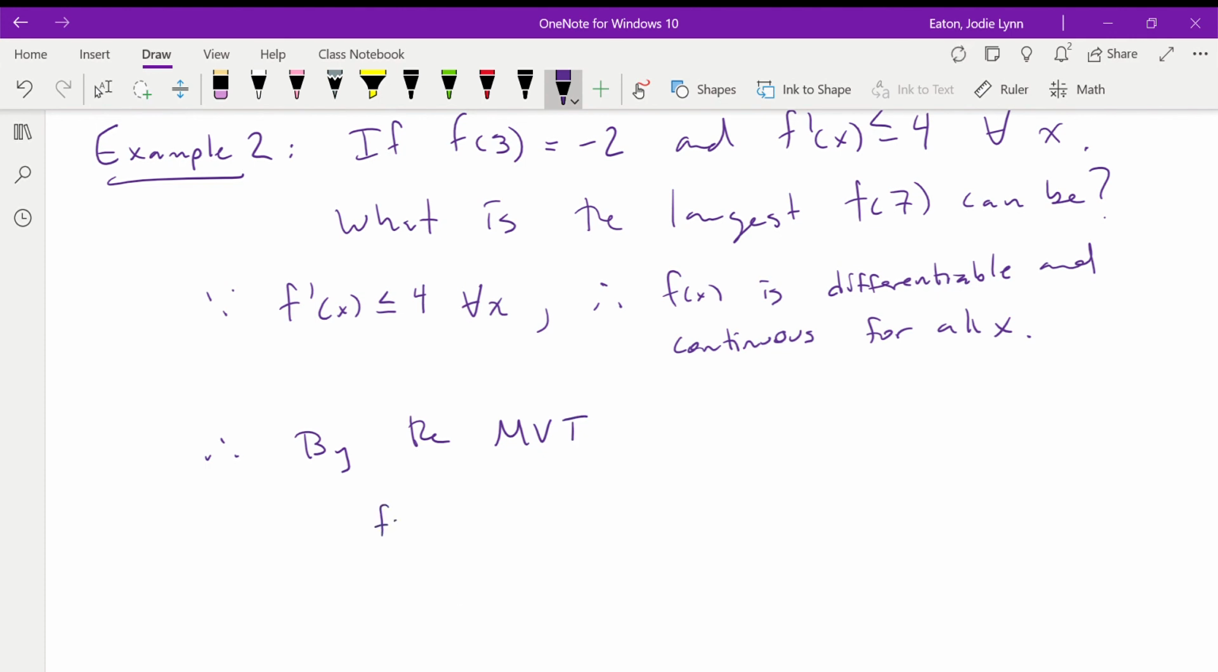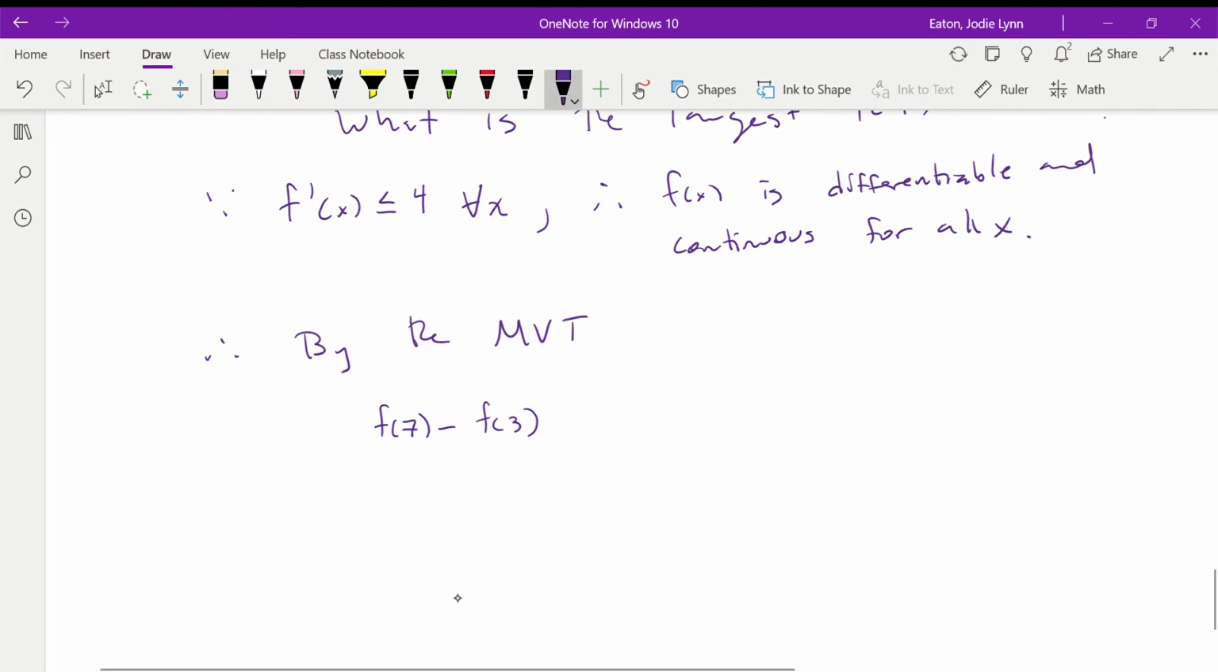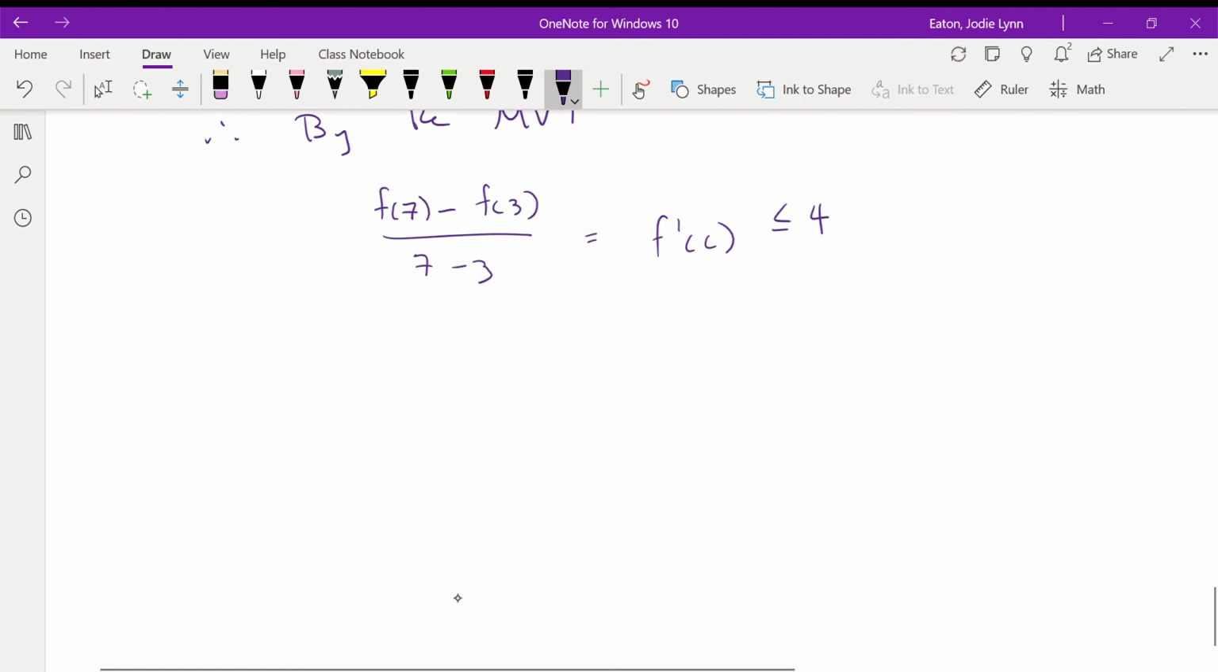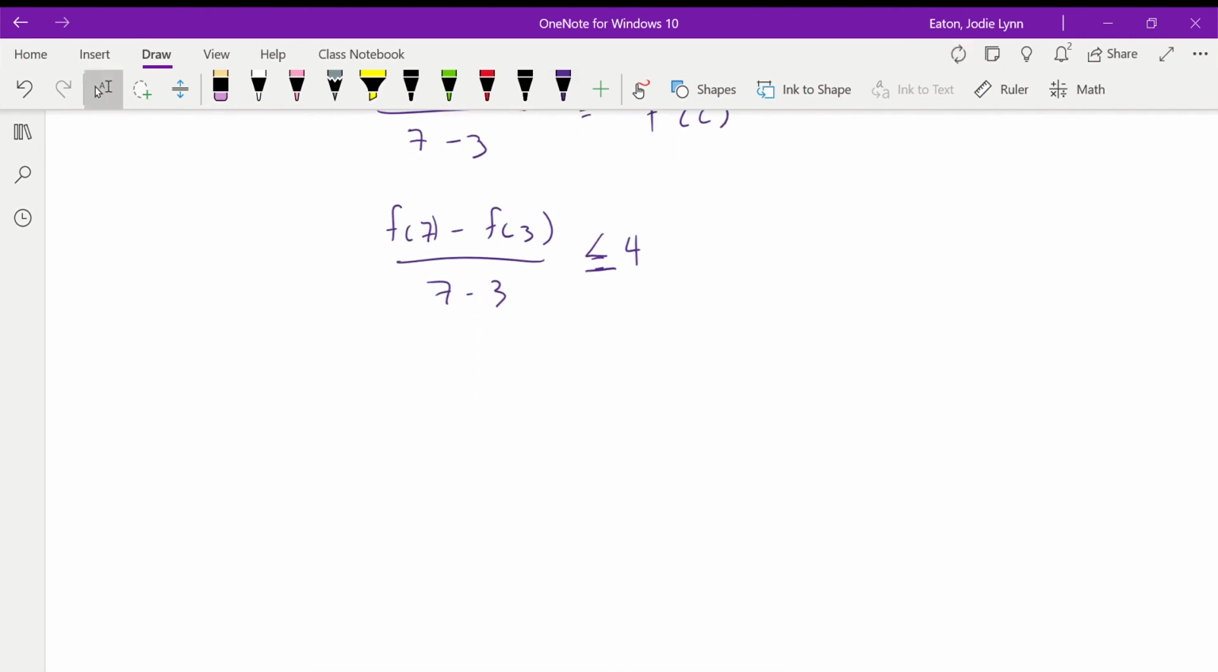we're trying to find f of 7. So we know that f of 7 minus f of 3 over 7 minus 3 has to equal f prime of c. And f prime of c has to be less than or equal to 4. So we know that f of 7 minus f of 3 over 7 minus 3 is less than or equal to 4. So that's the biggest that average value can be, because it has to be equal to a point at some point. So it can't be bigger than any of the values within it. And that's kind of an interesting consequence of the mean value theorem.